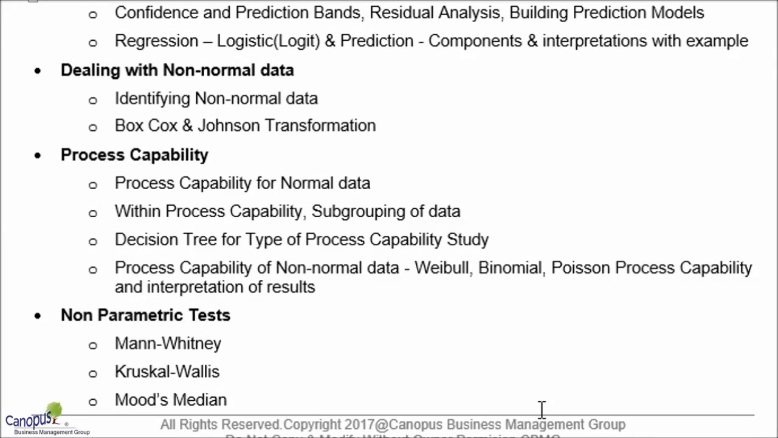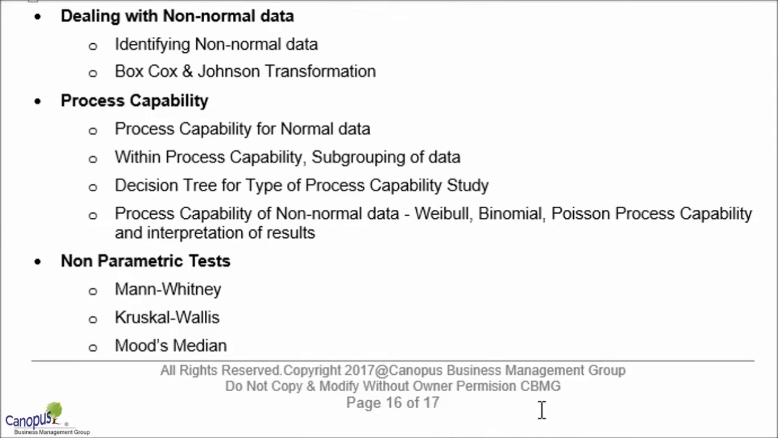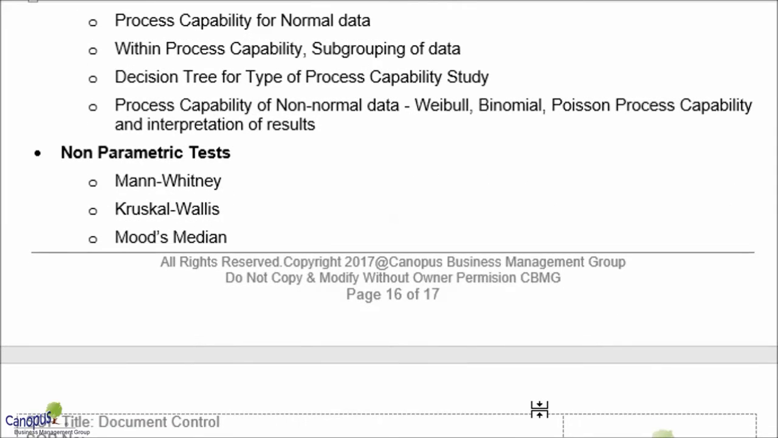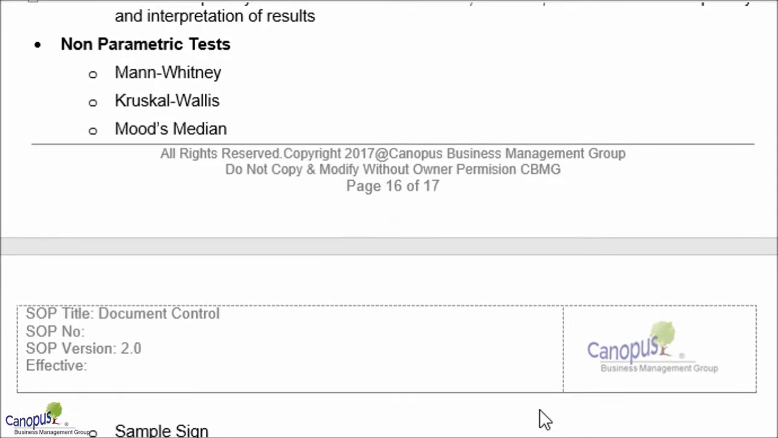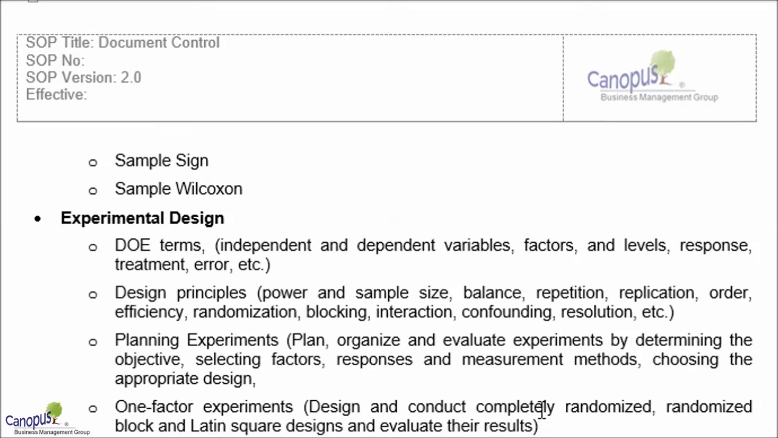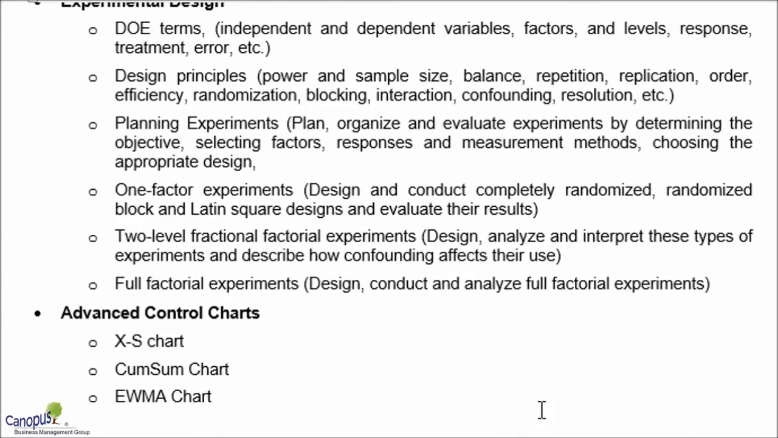Process capability for various scenarios, starting from variable data, binomial data, normal data, Poisson data. We will cover all that. Non-parametric tests, again something that we will cover in greater detail, a variety of tests. Finally, we will talk about design of experiments. We will talk about full factorial, partial factorial experiments, and then we will also do some examples on these to understand when, where and how we can apply this.